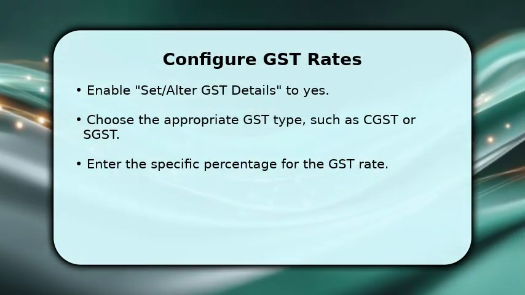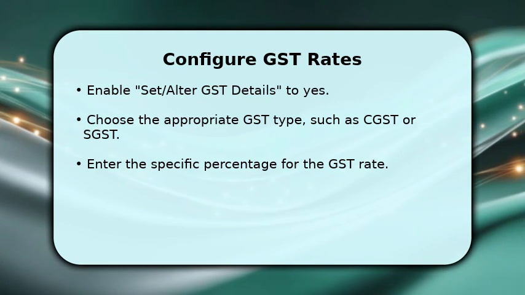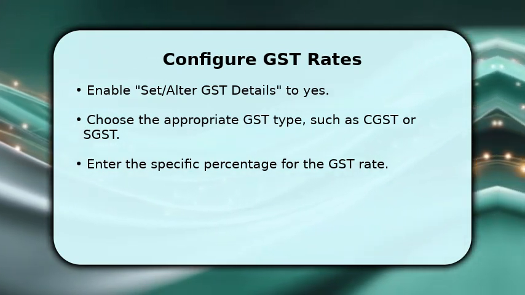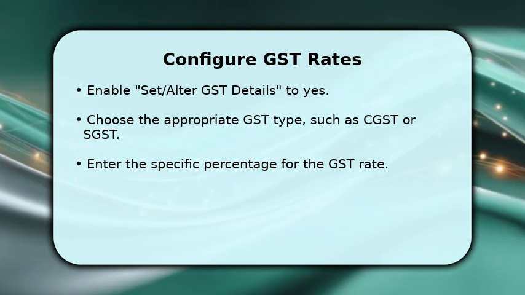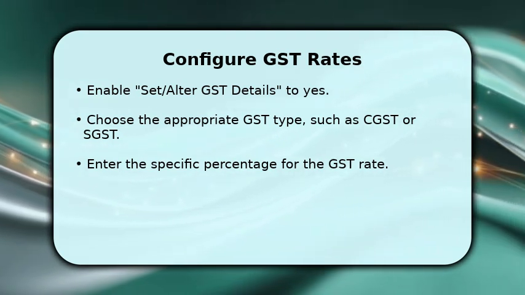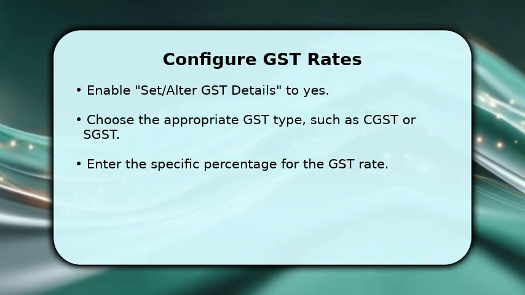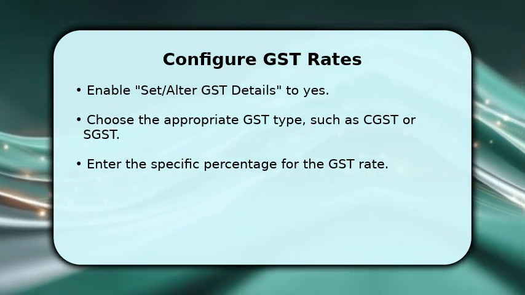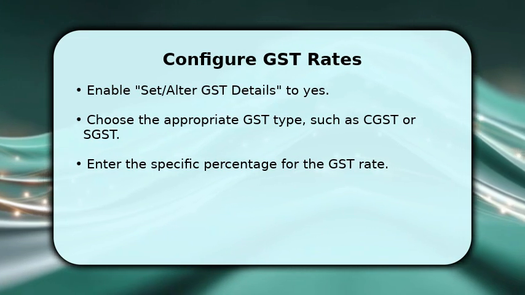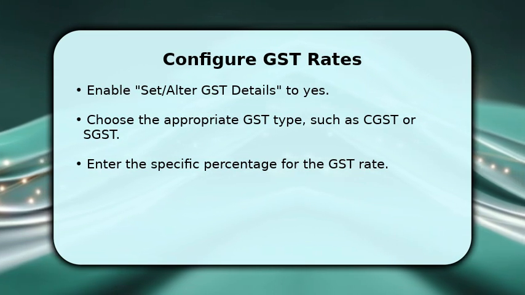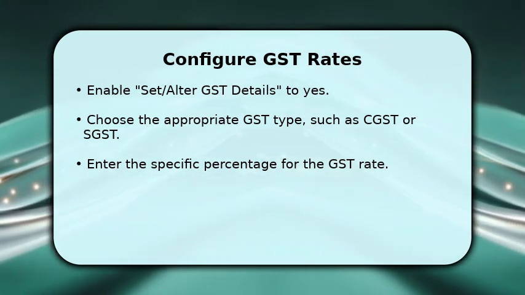Next, you'll need to configure the GST details for your ledger. Set the Set/Alter GST Details option to Yes. Here, you can specify the type of GST, like Central Goods and Services Tax or State Goods and Services Tax, and then enter the exact percentage rate. This step is crucial for Tally Prime to correctly calculate your tax liabilities.